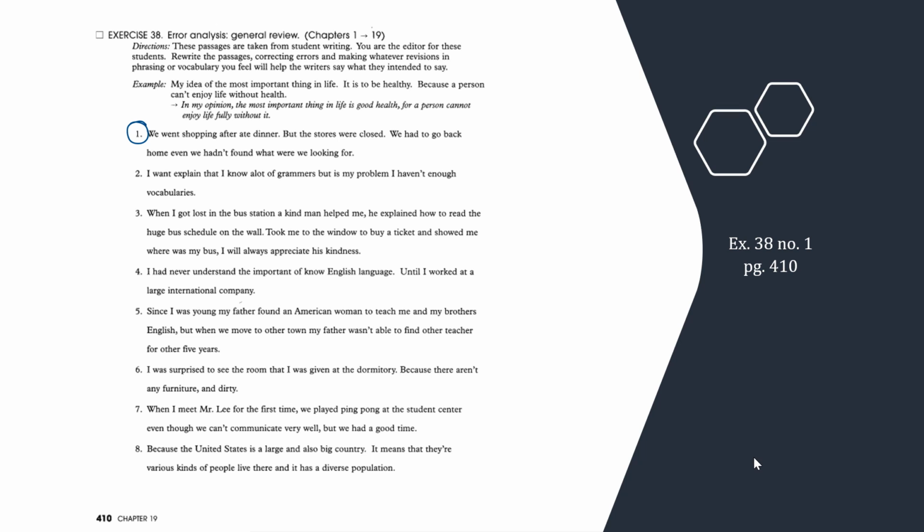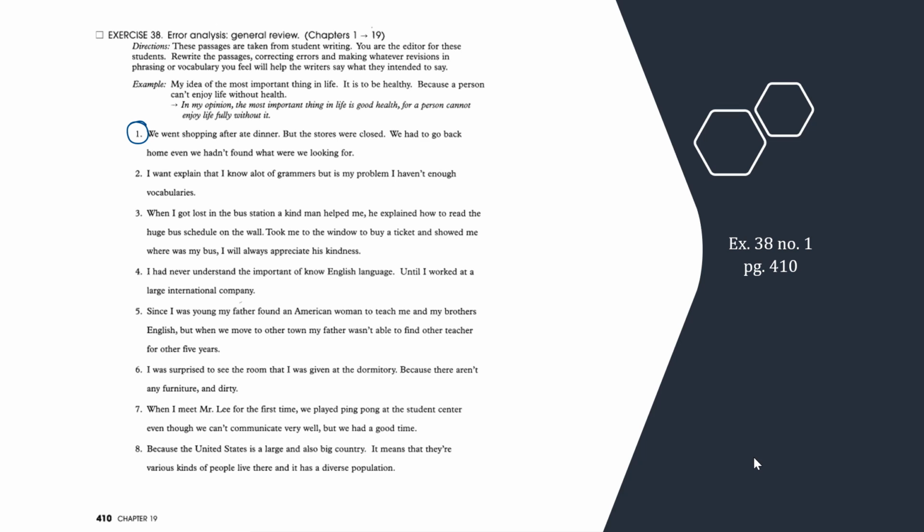But there are many possible answers. You may have a different answer, but as long as you have a reason and the reasons are correct, it is correct. Number 1. We went shopping after dinner, but the stores are closed. We had to go back home even we hadn't found what were we looking for. Okay. We went shopping after eating dinner. Because there is no subject, you must have after eating dinner. We went shopping after eating dinner, comma, but the stores were closed, full stop.